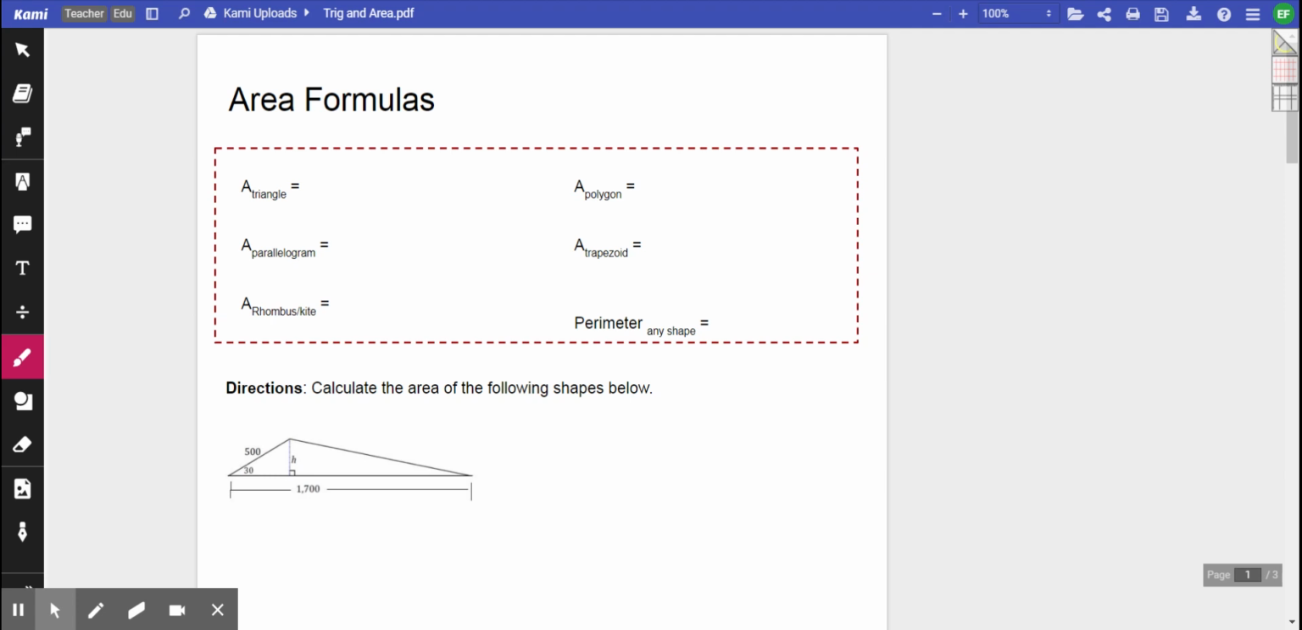And then from there, we're going to see how we can incorporate what we know about solving right triangles in trigonometry to finding the areas of these same polygons using that trig. So let's review formulas first.